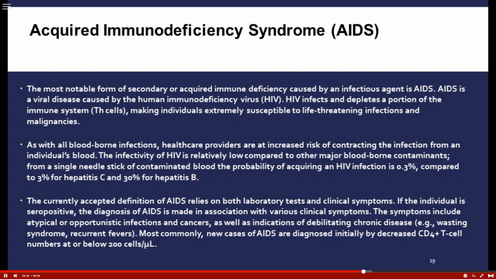So the current accepted definition of AIDS relies on the clinical symptoms of the patient and lab tests. Right now, it still holds true. The CDC diagnosis of AIDS is by decreased CD4 T cell numbers below 200 cells per microliter. All right. Very good. Make sure you know that.